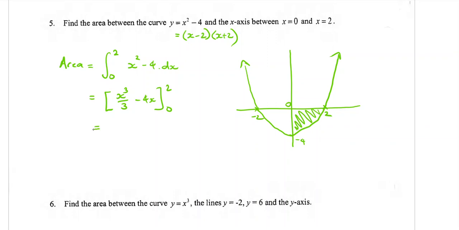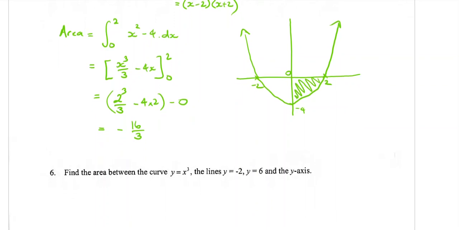Sorry? No, because I only wanted between x is 0 and x is 2, I only wanted that part. All right, sub in your numbers. So it's 2 cubed over 3 minus 4 times 2. And then you go minus your 0. So everything's 0 there. And that one is minus 16 over 3, which we had something similar to that before. But that means that the area is a positive 16 over 3, or 5 1/3 units squared.